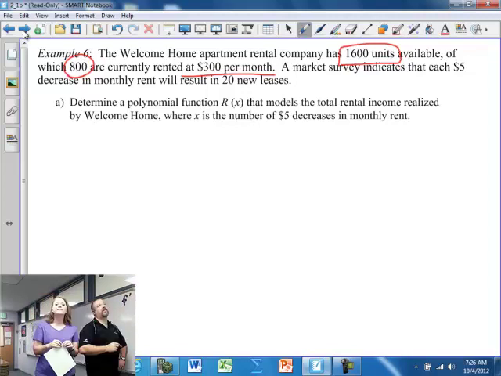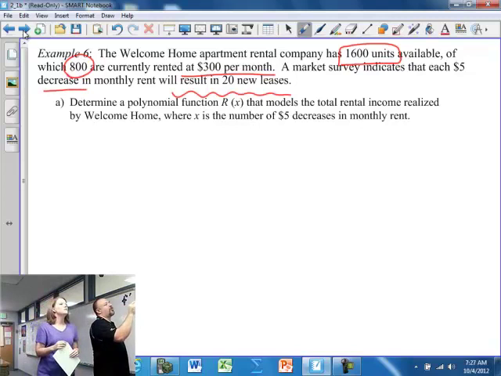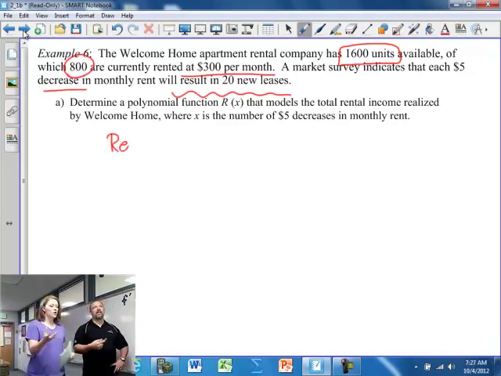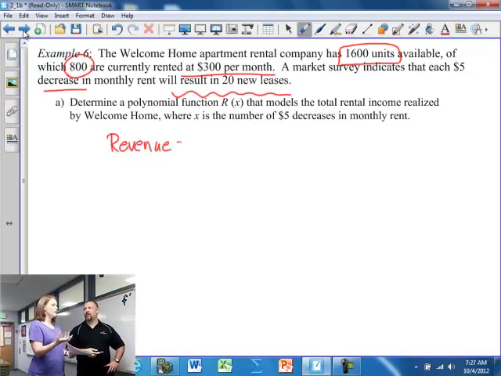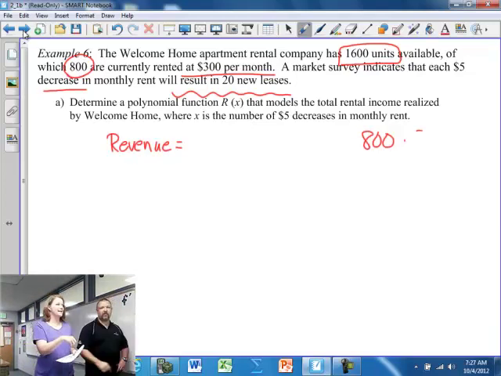If the price goes down, you get more people. So we need a revenue model, that's why it says R of X, for the income. Revenue is the money you get in. Right. So now, what are they getting? They're getting $800 for 800 apartments at $300 a piece. So right now, they're just getting 800 times 300. Does that make sense?